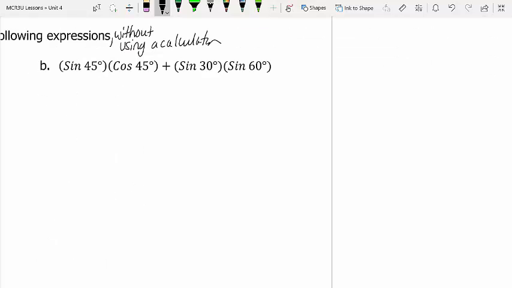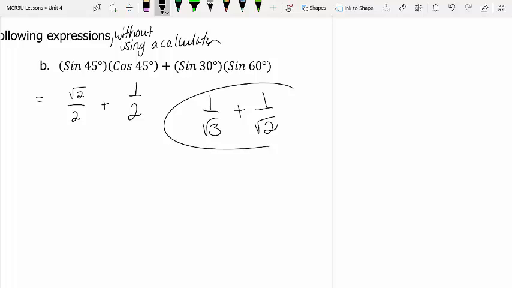Let's try this one. Solve this one without using a calculator. So we're going to have to use our special triangles. Sine 45 on our special triangle is 1 over root 2, or root 2 over 2. And I'm going to use root 2 over 2, because it's a lot easier to add something like that than if I had 1 over root 3 plus 1 over root 2, and I had to add these. I'd have to find common denominators involving radicals. It's just a lot more difficult.